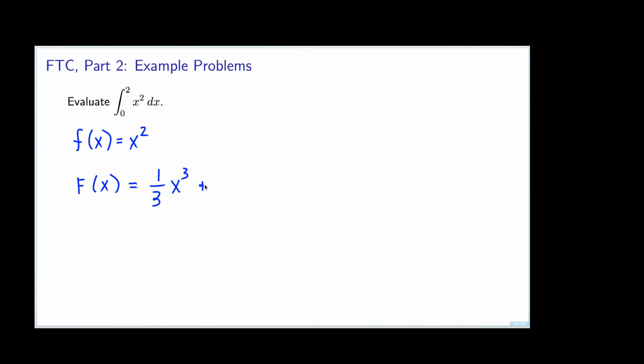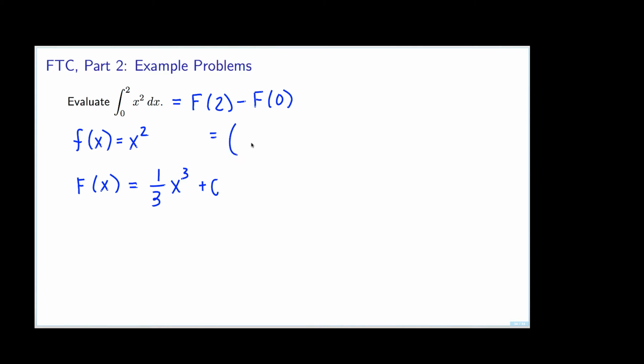And in general, when we do antiderivatives, we get a plus c. We'll see in a few moments that when we do definite integrals, we can actually leave out the plus c, but for now we'll put it in and then talk about why we don't have to worry about it. So our fundamental theorem tells us that this is going to be equal to capital F of 2 minus capital F of 0. So let's go ahead and compute what that's going to be.